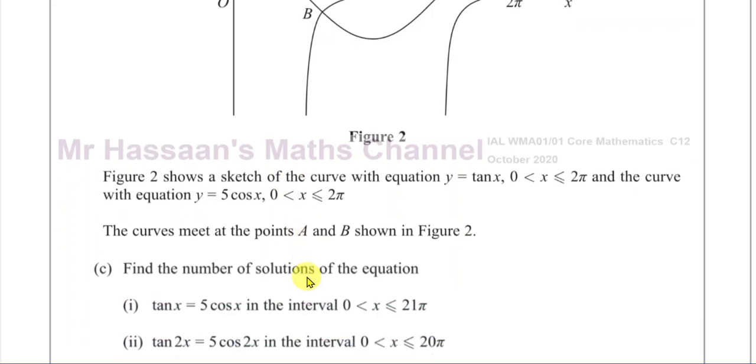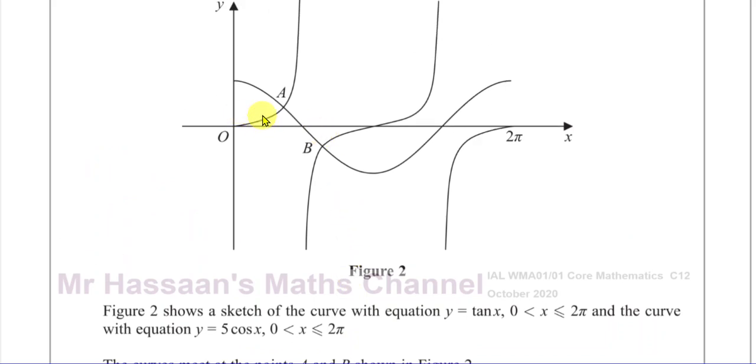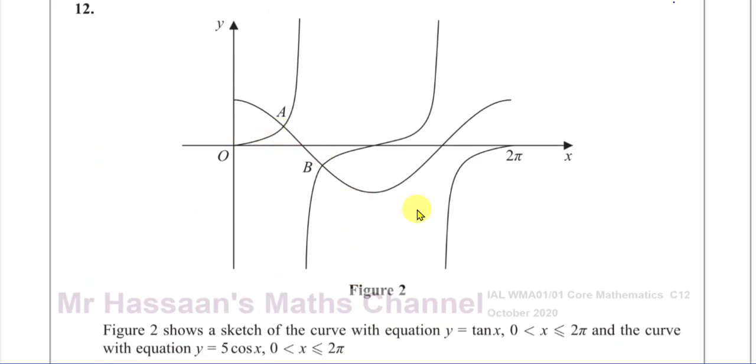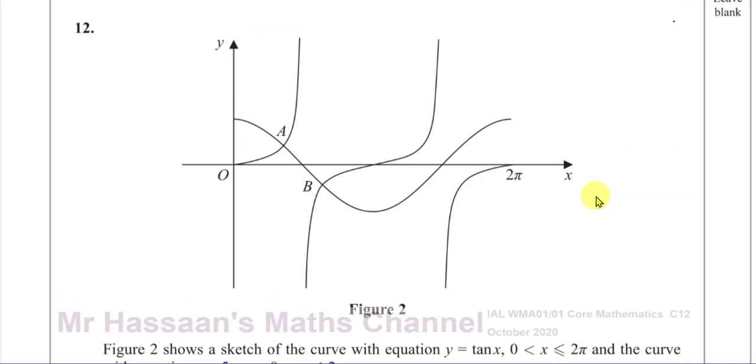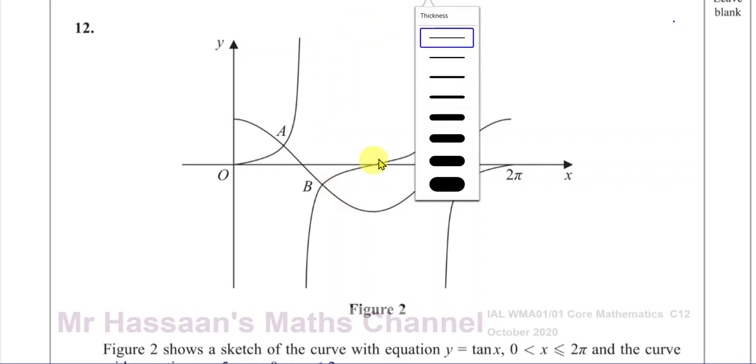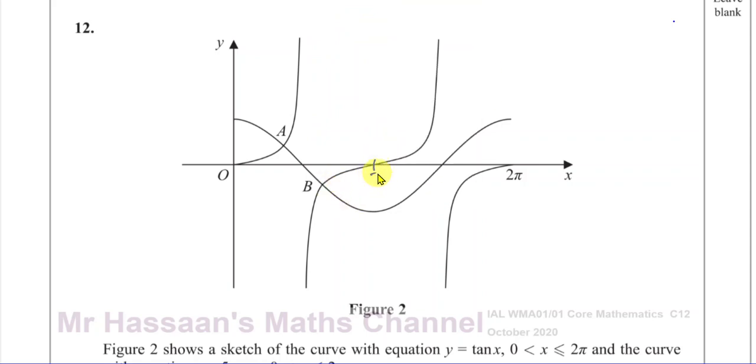Part C of this question asks us to find the number of solutions of the equation tan x equals 5 cosine x. They've told us that these curves meet at A and B. What we have to understand here is that the tan curve repeats itself every 180 degrees, every pi. Up to here is pi, that's 180 degrees.